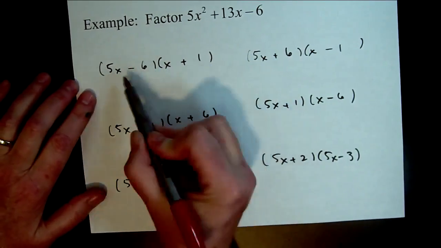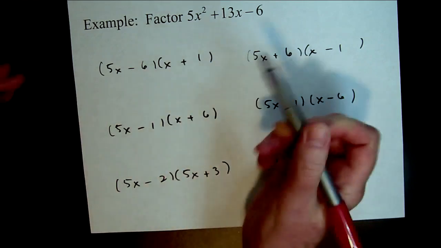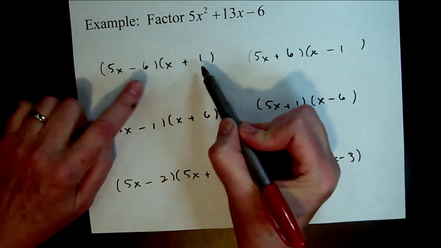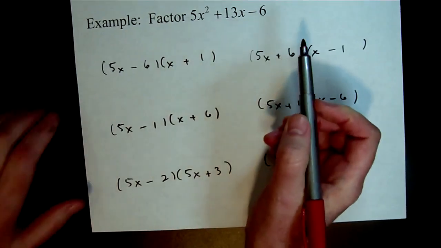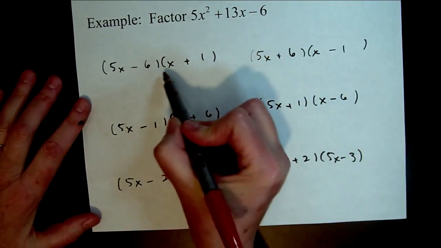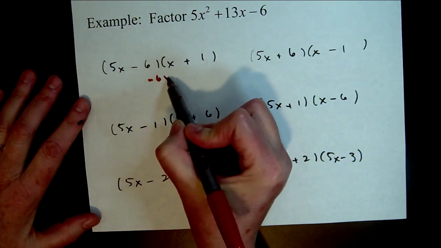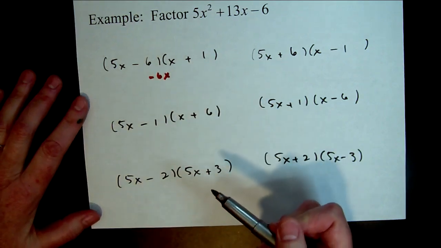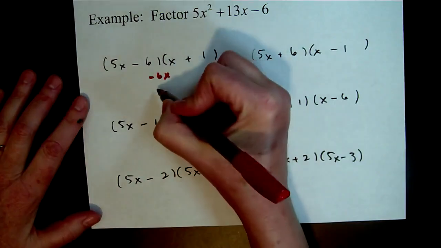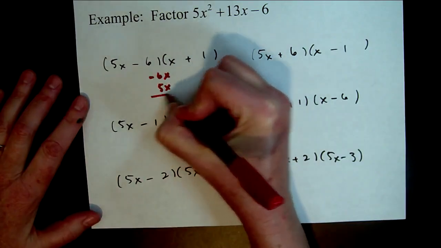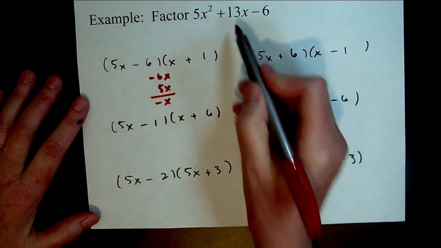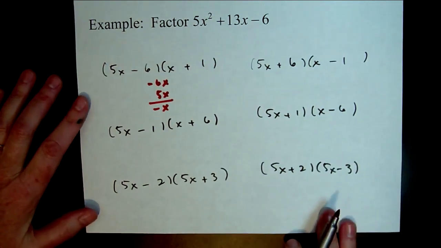So if I were to FOIL this one out, obviously we've set it up so we'll get the 5x squared and the minus 6. What we're concerned about is the middle term. So let's see, if I FOIL this out, the inner terms are going to give me a minus 6x. The outer terms will give me a plus 5x. Those are going to combine to be a minus x. That's not what I want.